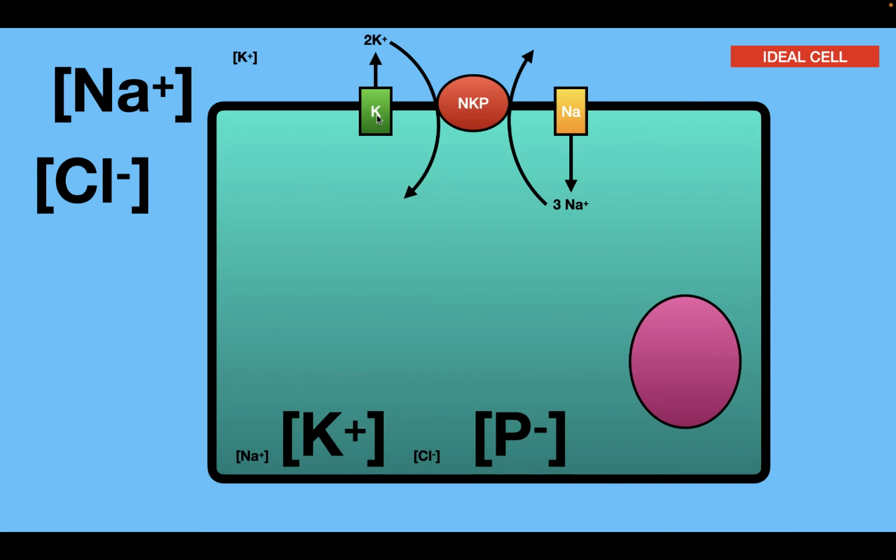The next leak channel is going to be the chloride leak channel. And in the ideal cell, the chloride is going to be in equilibrium, so there is no net direction in which the chloride flows.